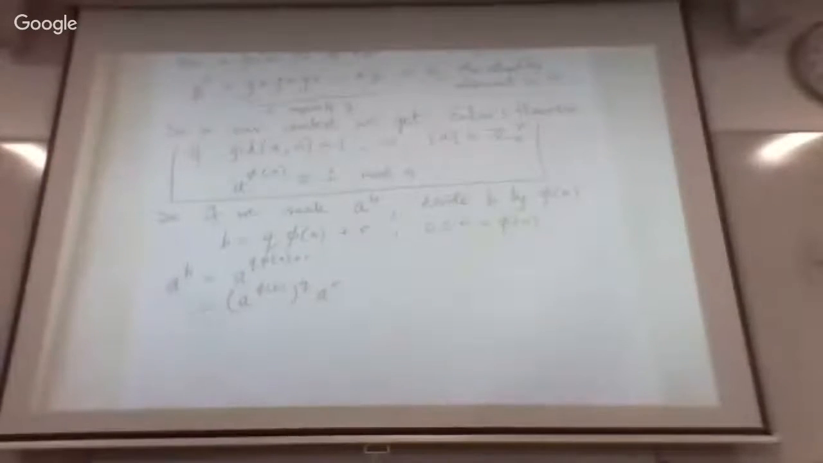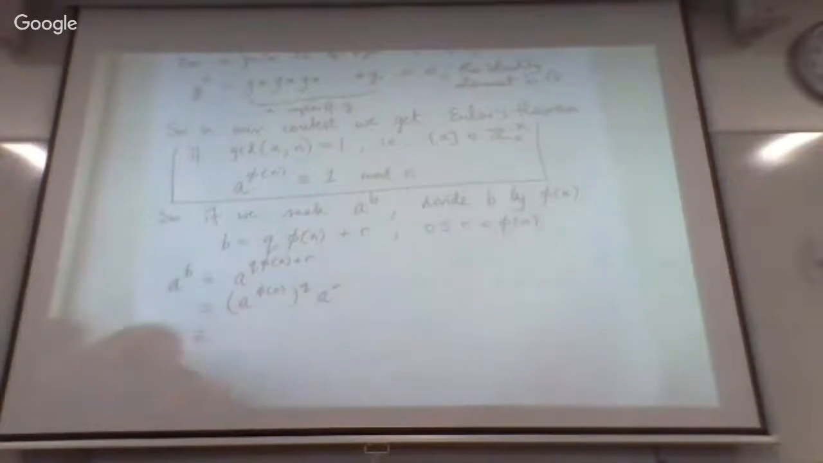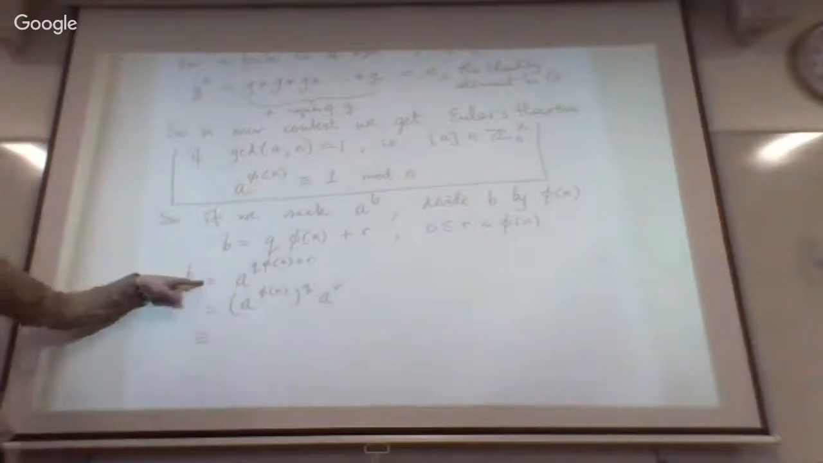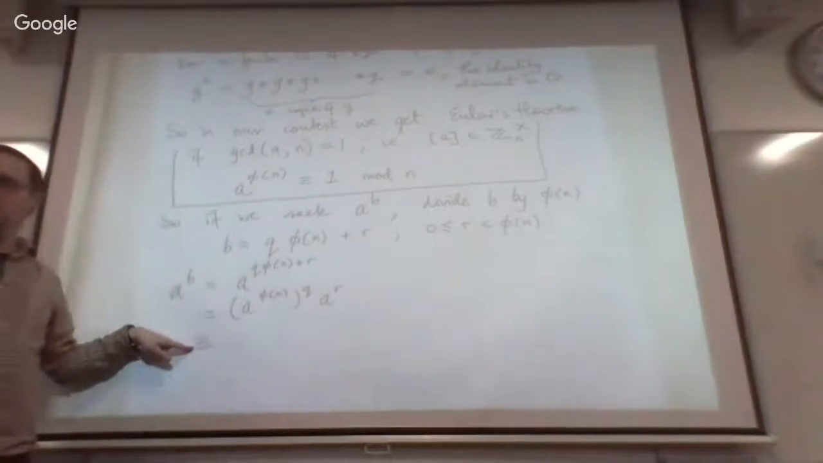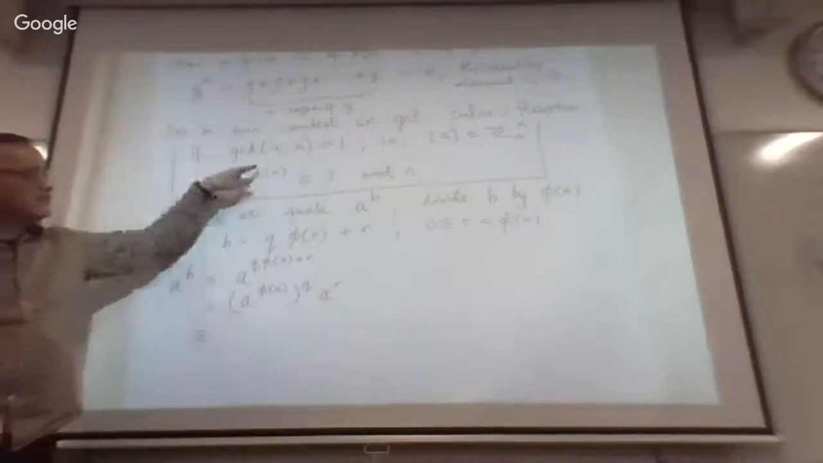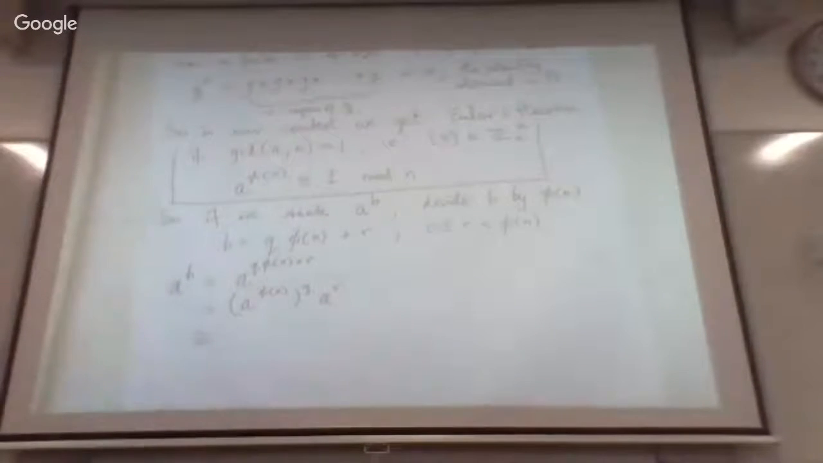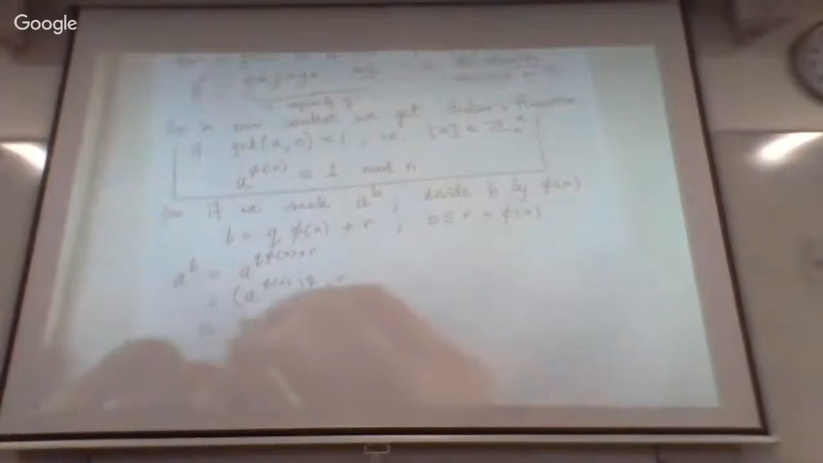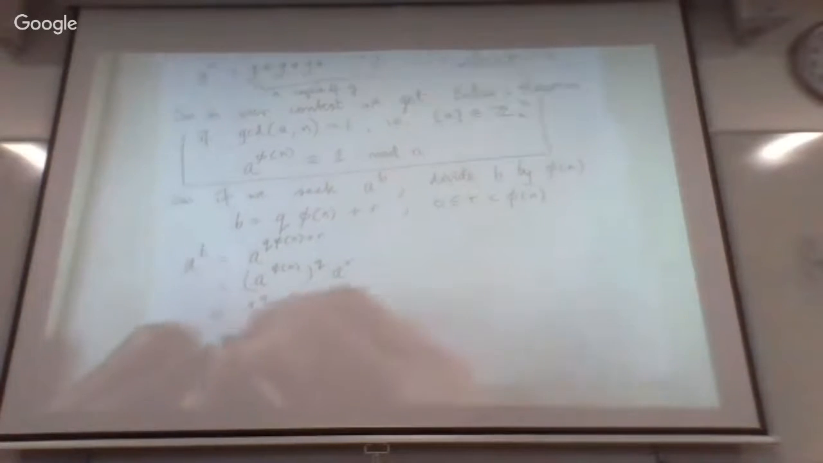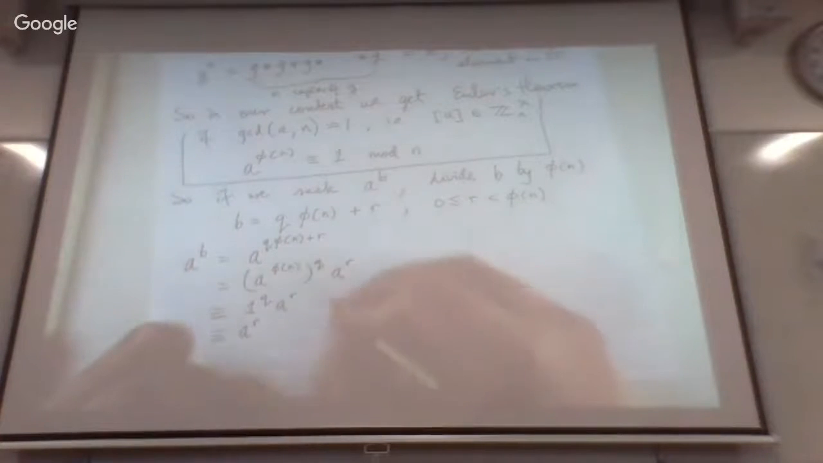But then once I consider the congruence class of this, so three lines now, these are equations, but now I'm going through a congruence. Euler's theorem tells me that a to the phi n is congruent to 1. So this thing is now congruent to 1 to the power q times a to the r, but 1 to the power q, I can simply drop that. This is just congruent to a to the r.